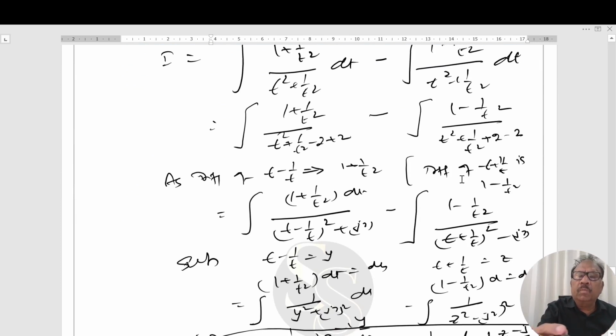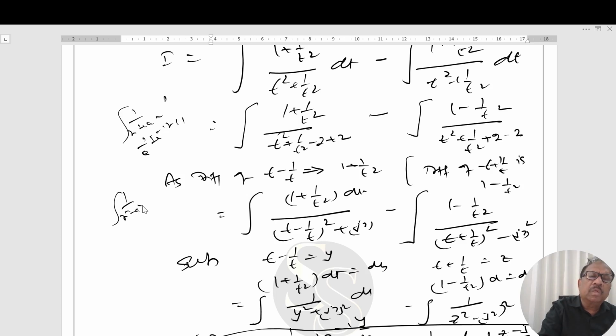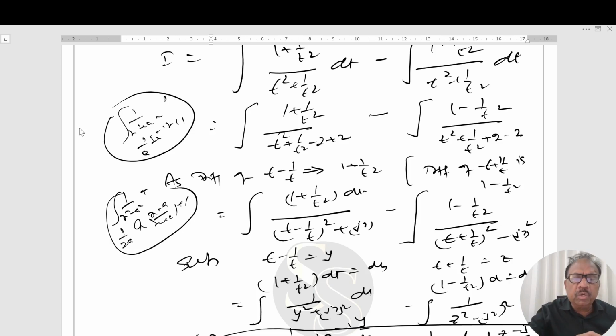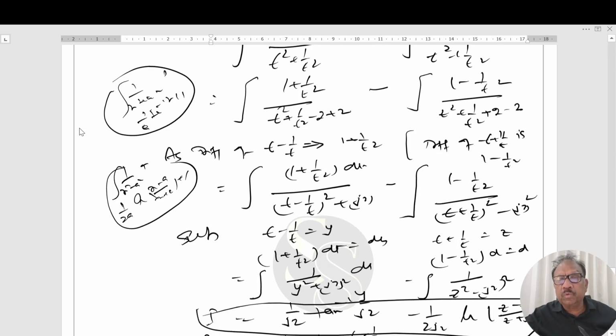The formula applicable is the integral of 1 over x square plus a square equals 1 by a tan inverse x by a. Another formula is the integral of 1 over x square minus a square dx equals 1 by 2a log of x minus a upon x plus a plus c. These two formulas are applicable. Then back substitution and again back substitution.